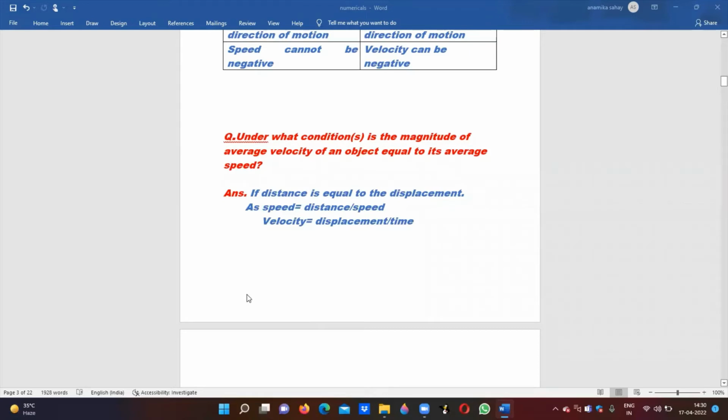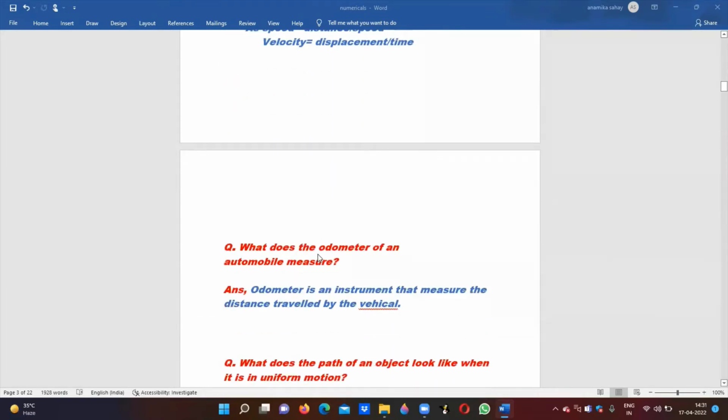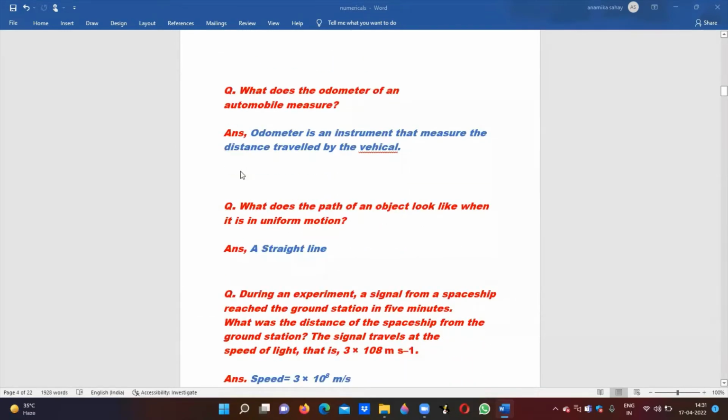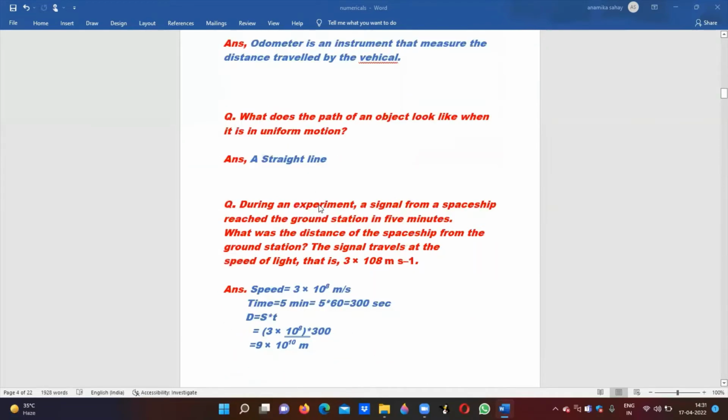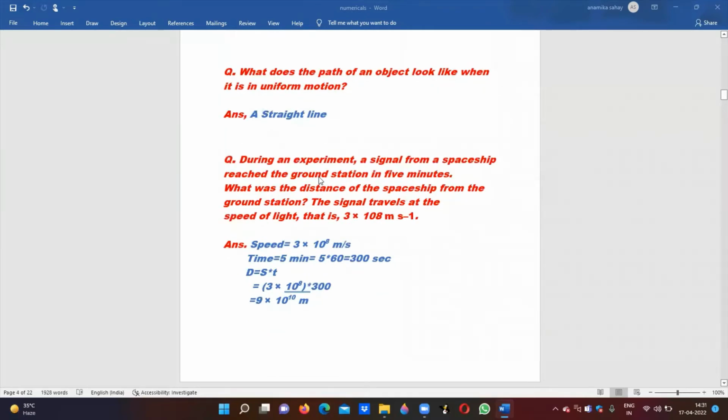Under what condition is the magnitude of average velocity of an object equal to the average speed? Of course, we know speed is equal to distance by time. Velocity is displacement by time. So if distance and displacement both are the same, in that case, average speed and average velocity will be the same. Next question, what does the odometer of an automobile measure? It is an instrument which is used to measure the distance traveled by the vehicle. Now, what does the path of an object look like when it is in uniform motion? If the object is in uniform motion, the path will be straight.